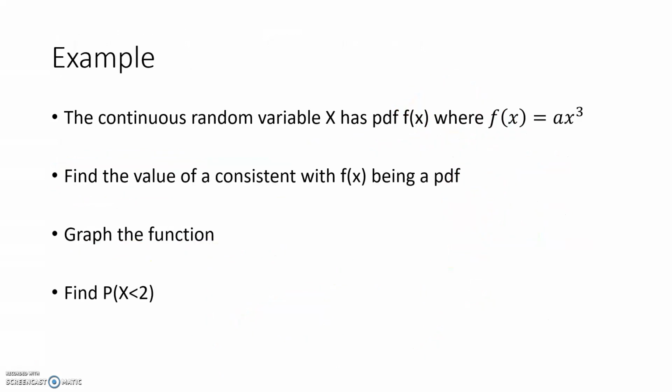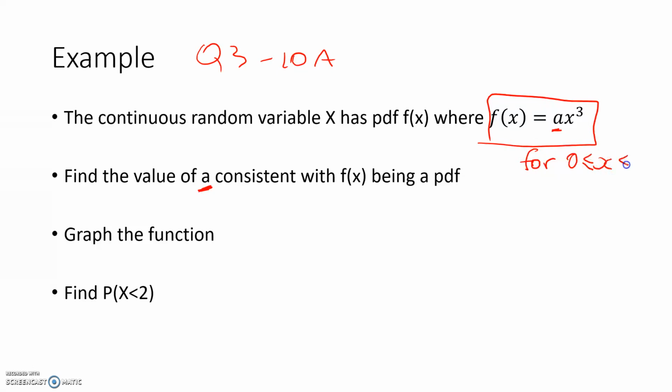So what I'm going to do now is quickly work through this example, and this is question 3 from textbook 10A. So my PDF has been given to me as f of x is equal to a x cubed, but we don't know yet what a is. So the first part of the problem, and in some ways the hardest, is to figure out what a is that's going to make this thing a PDF. Now, the thing I forgot to put in here is that f of x is equal to that for x between just 0 and 3, and f of x is equal to 0 elsewhere.